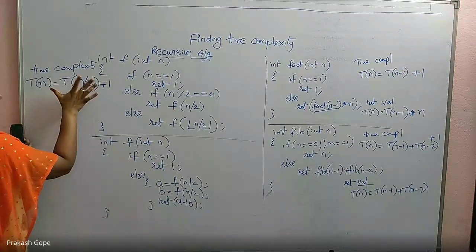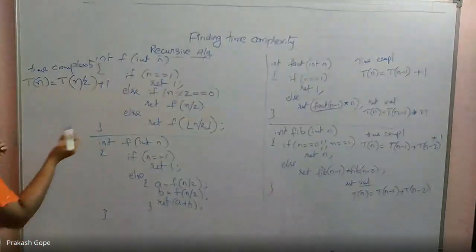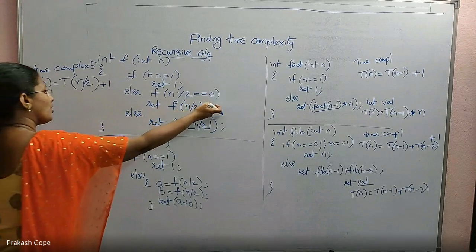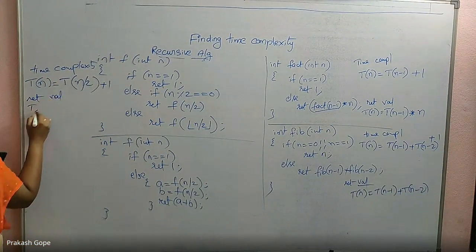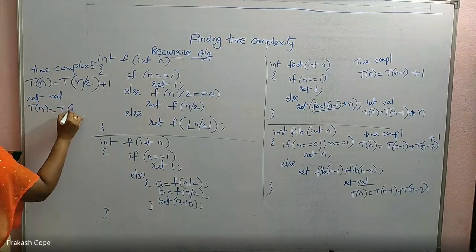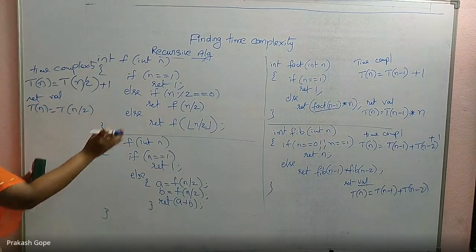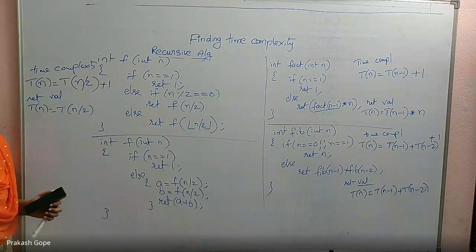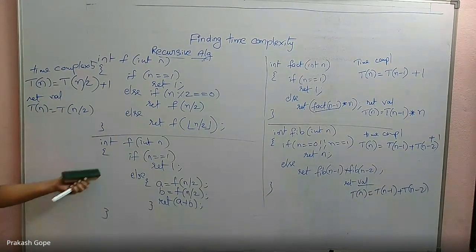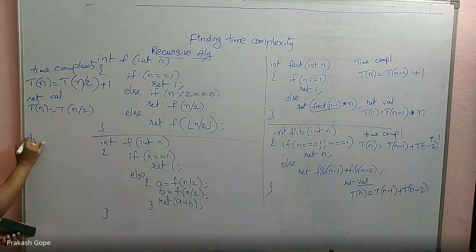Okay, this is for time complexity. Now the return value. The return value is also the same because you are not adding anything to it. So the return value is also T of n is T of n by 2. That's all. You are not adding, subtracting, or multiplying anything. Coming to this one, time complexity.